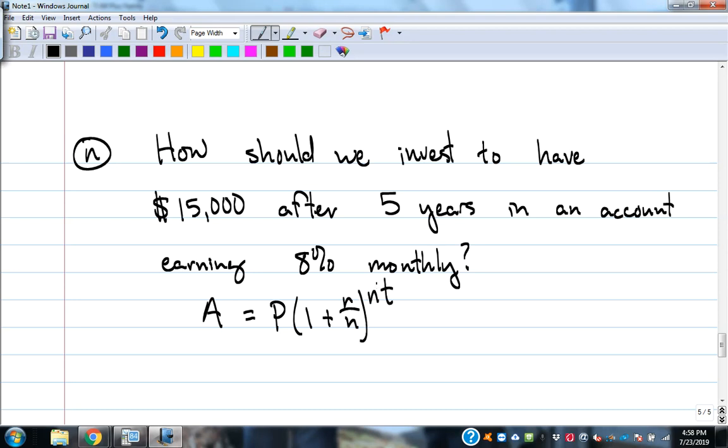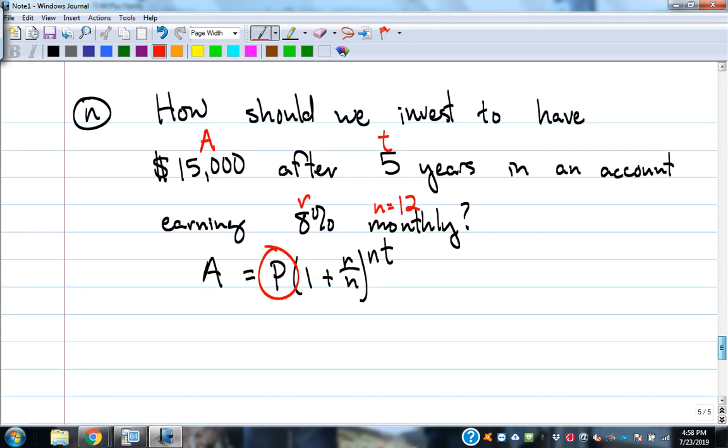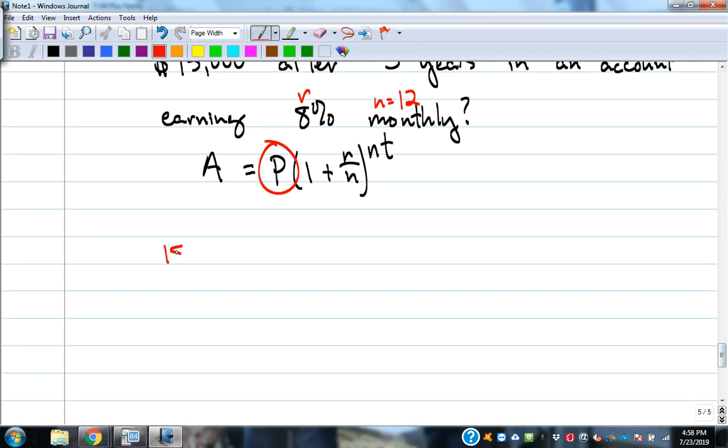So there's our formula again. We do not know the principal investment. That's what we're looking for. We know the account worth after 5 years and the interest rate, and that it's monthly. So N equals 12. Time's going to be 5. The interest rate's 0.08. And the account worth's $15,000. That's the parts we know. So we're going to set up this equation.